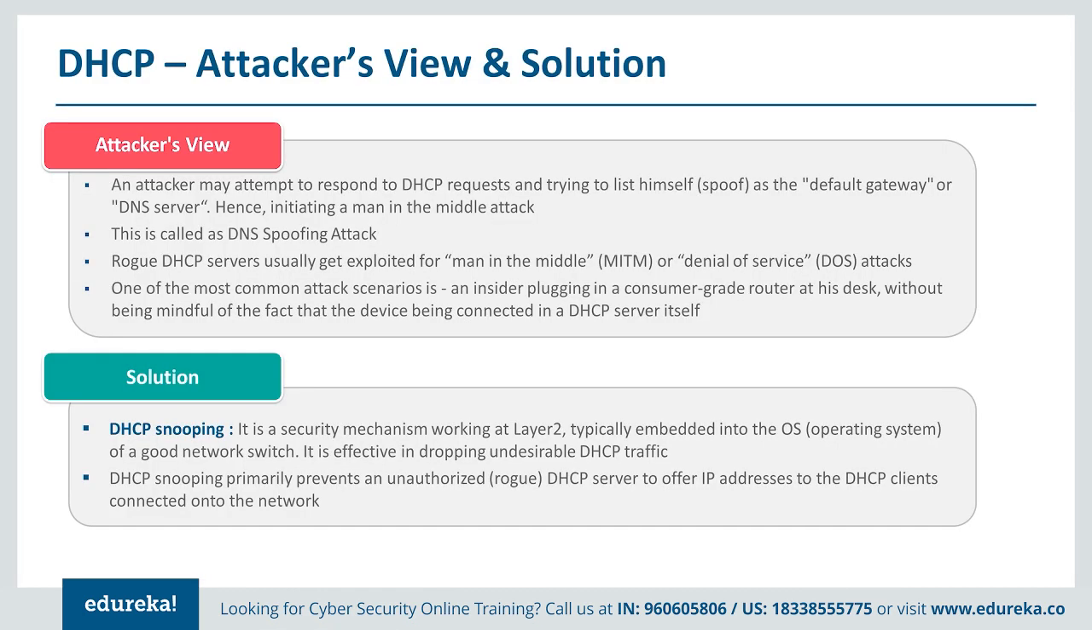So from a DHCP point of view, let's see what an attacker looks for. The attacker can also spoof into the network. Once he gets access to the default gateway, he can obviously spoof any traffic coming in and going forward. He can carry out a man in the middle attack or a denial of service attack.